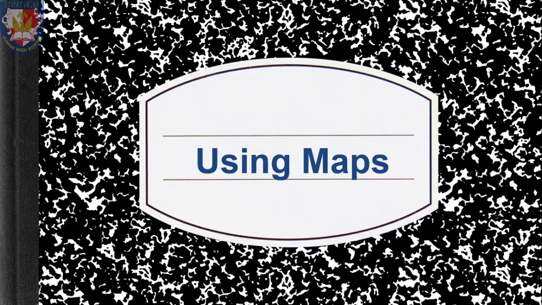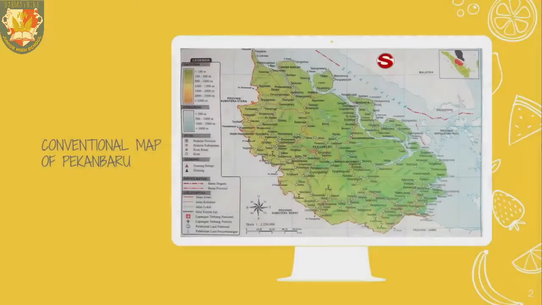In this learning video, we are going to talk about the use of maps in Unit 6 in your coursebook. But before that, we have to know the definition of a map first. A map is a symbolic depiction emphasizing relationships between elements of some space, such as objects, regions, or things. There are two kinds of maps. They are conventional map and satellite map.